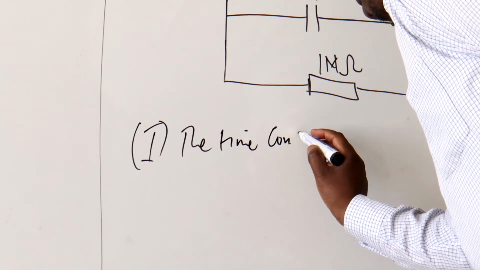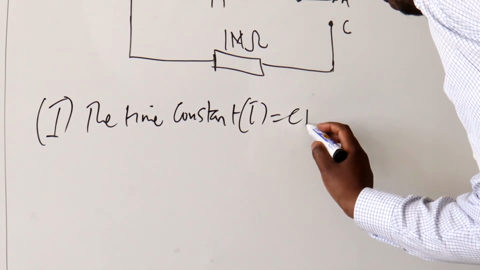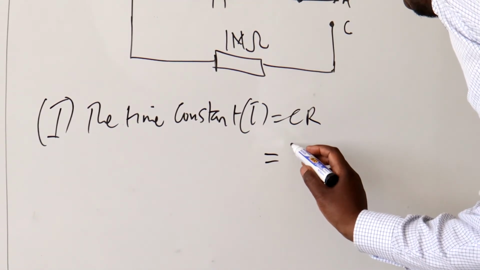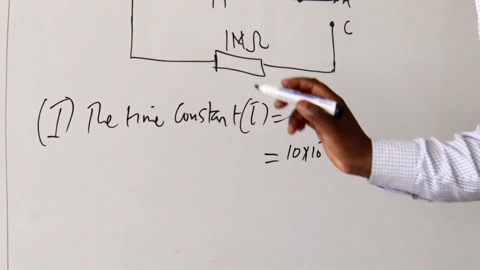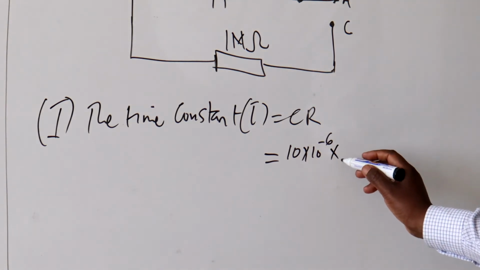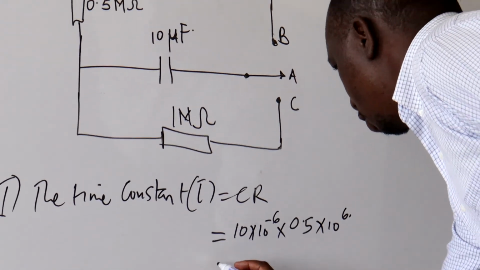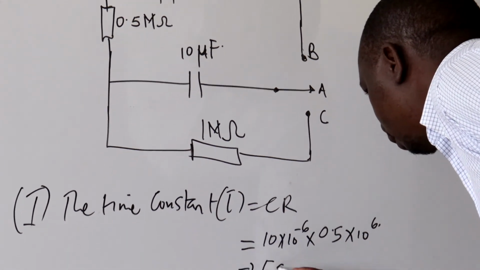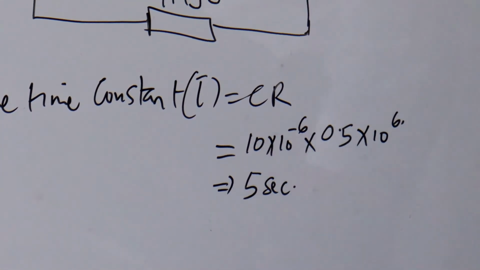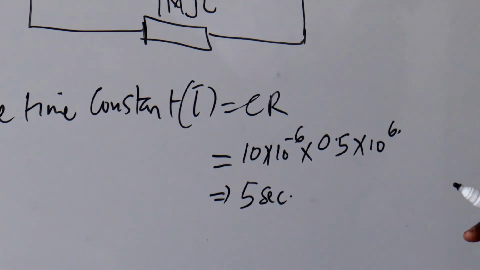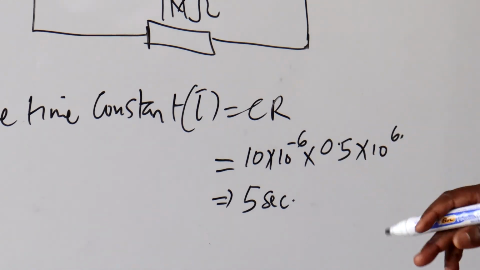The time constant tau is given by CR, which is 10 times 10^-6 times R, which is 0.5 times 10^6. So this becomes 5 seconds, as the minus 6 and positive 6 cancel. That is the time constant. Then you can now proceed and determine the voltage across the capacitor at time t.